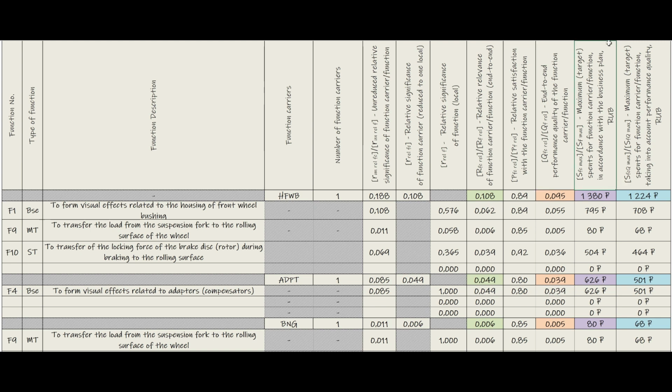Then the maximum spans for the function carrier are calculated in accordance with the business plan by multiplying the values from the column relative relevance of the function carrier or function end-to-end by the values of the actual cost of suppliers' technical commercial proposals for the function carriers, which are shown on the initial data tab of the calculation file. The corresponding columns, significance maximum of function carrier and significance maximum for function, are then filled in.